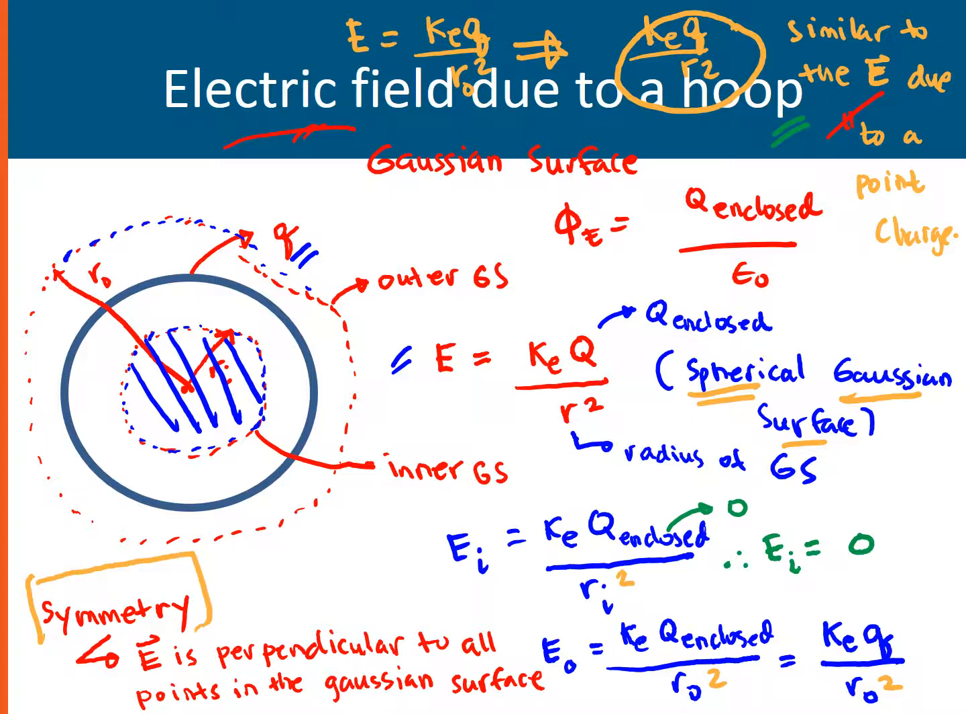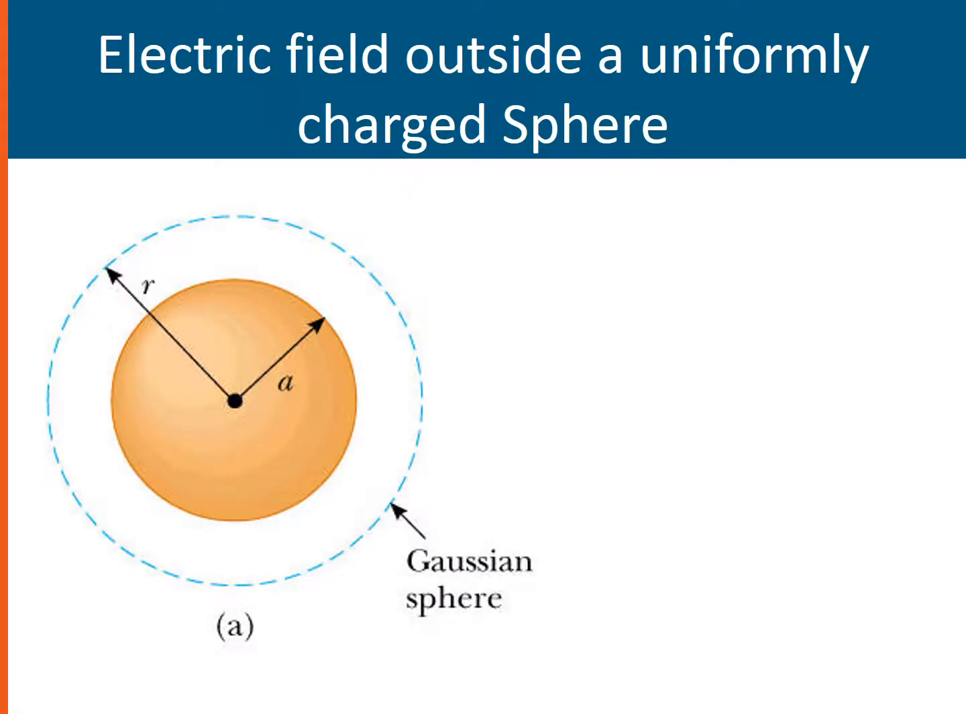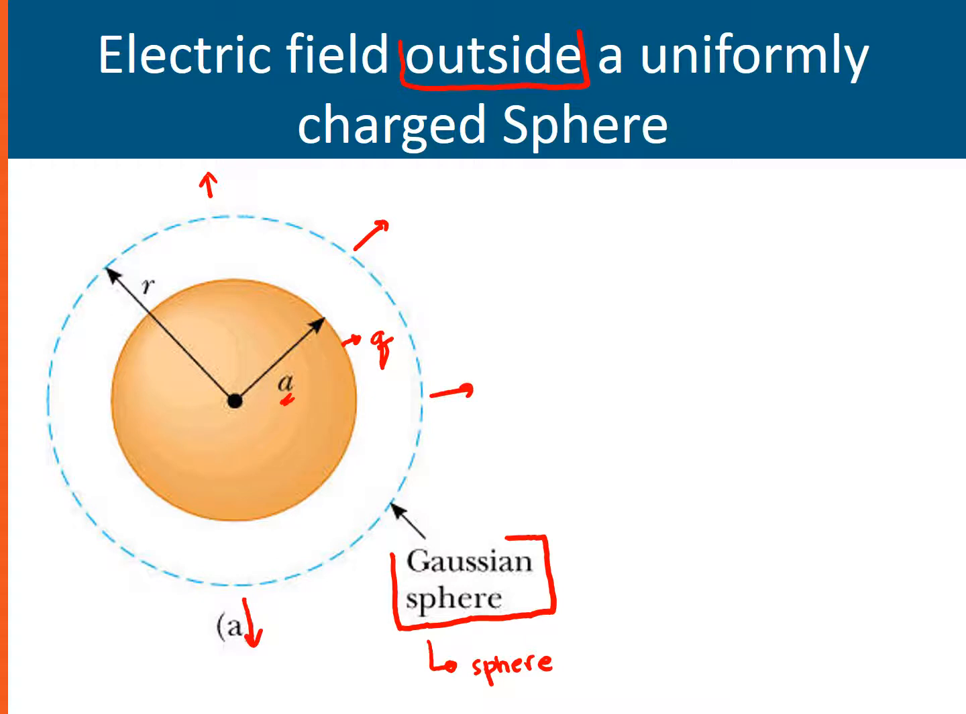Now let's look into the electric field outside a uniformly charged sphere. If this is our charged sphere with radius a and the charge of that sphere is q, our Gaussian surface would actually be a sphere as well. Again, a Gaussian surface is a surface that provides us with symmetry, meaning all of the electric field lines would point radially outward and will therefore always make an angle of 90 degrees with respect to the surface area, or an angle of 0 with respect to the area vector.